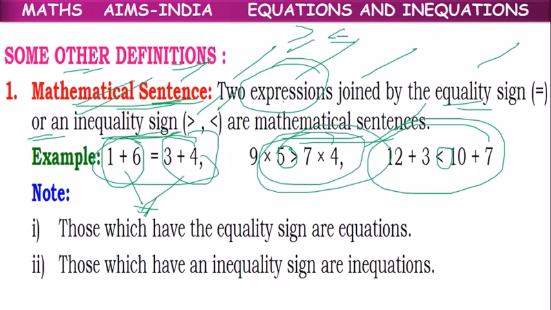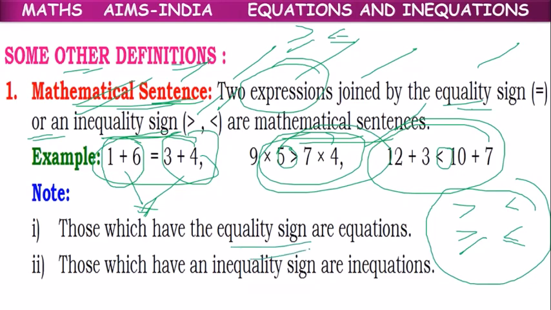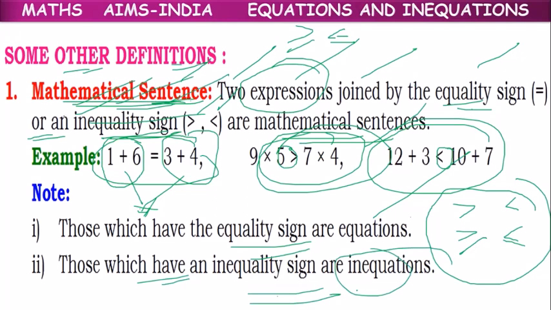Mathematical sentence means expressions joined with the help of an equality sign or an inequality sign. This is greater than, less than, greater than or equal to, less than or equal to. These are all inequality signs. Those which have an equality sign, that mathematical sentence is called an equation. Those which have an inequality sign, that mathematical sentence is called an inequation. So mathematical sentences are two types. If they have an equality sign, they are called equations. If they have an inequality sign, they are called inequations.